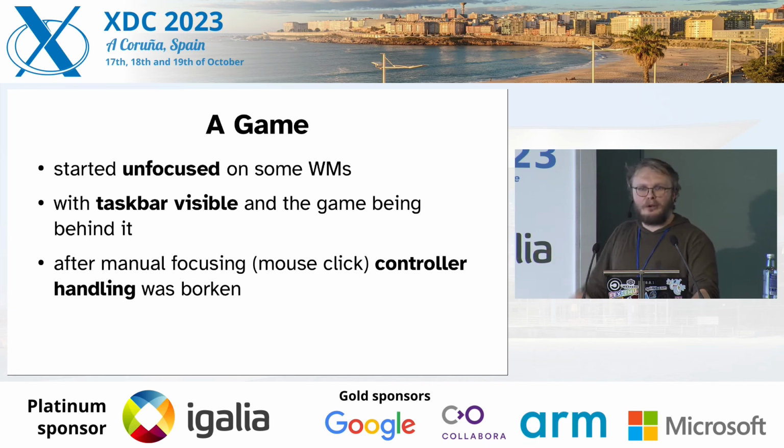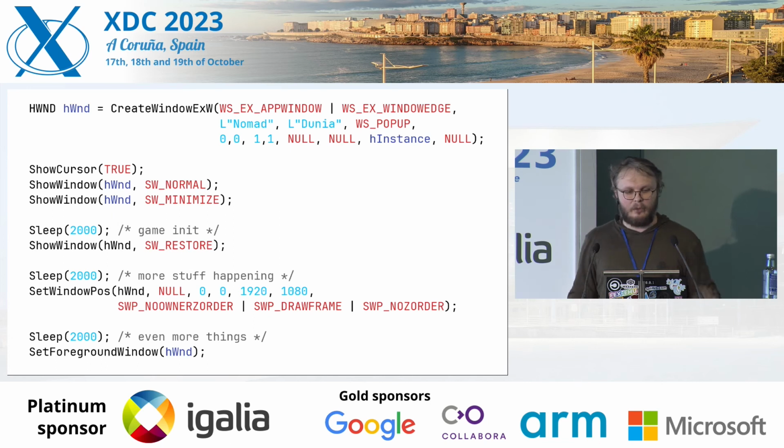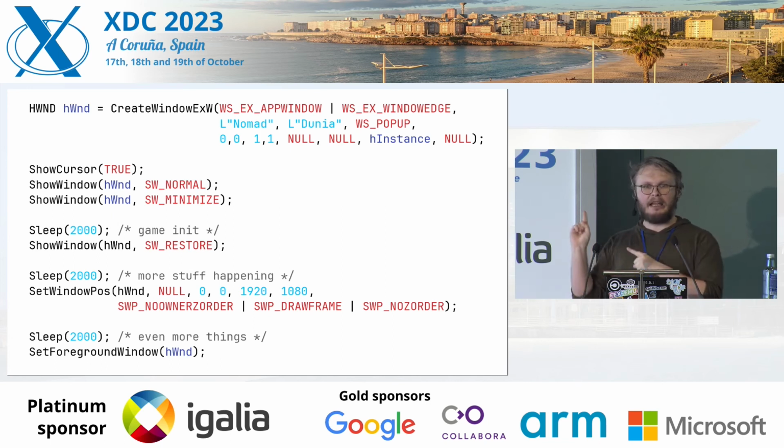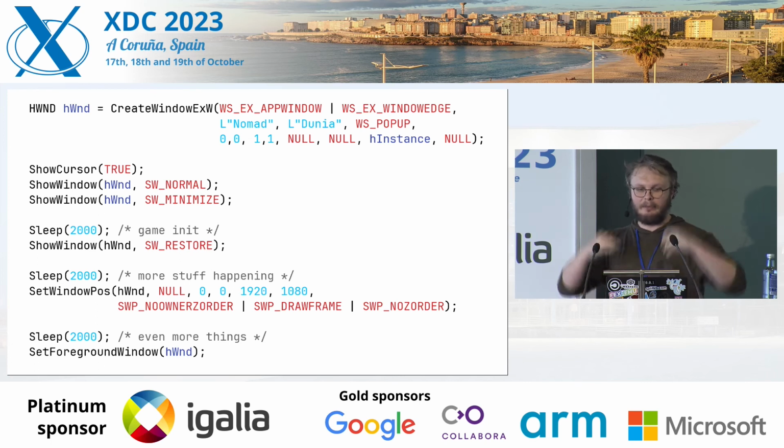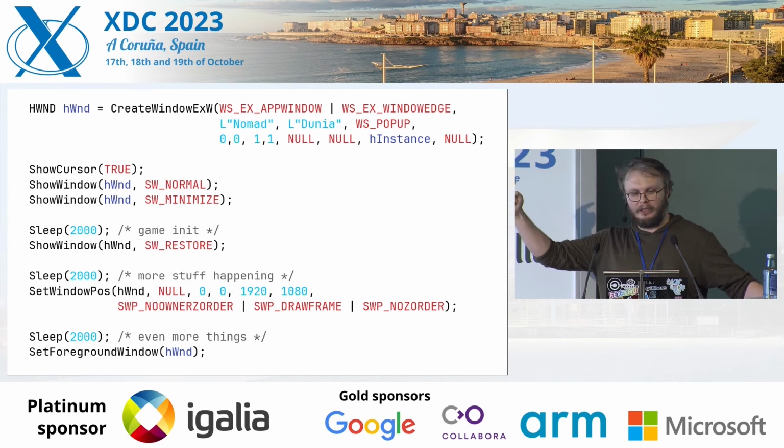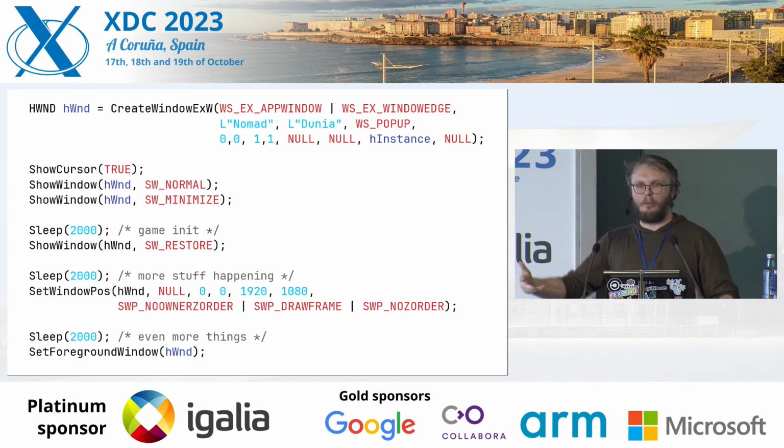We were trying to figure out what's going on, because on GNOME and on every other window manager, it was working just fine. So I took a look at what the game does, and this is the sequence. It creates a 1 by 1 pixel window, then it shows it, then it minimizes it, then does something for 2 seconds, then it restores that window, then it resizes it to fullscreen, then it does something more, and then it requests to focus that window.